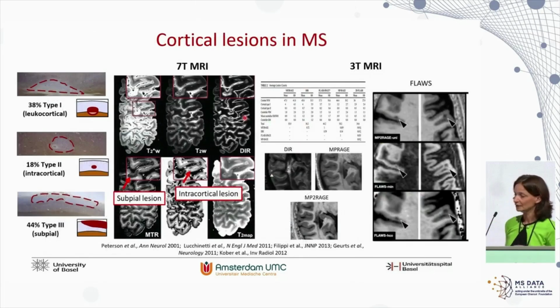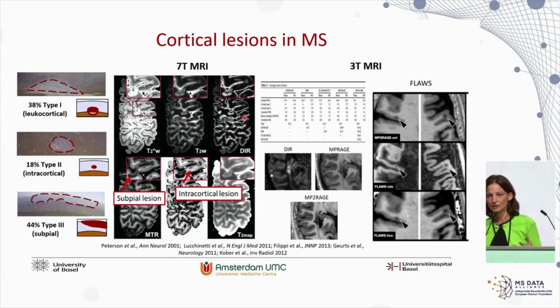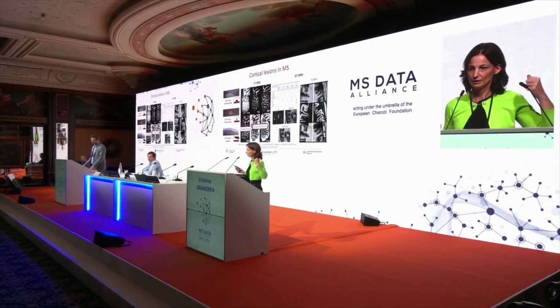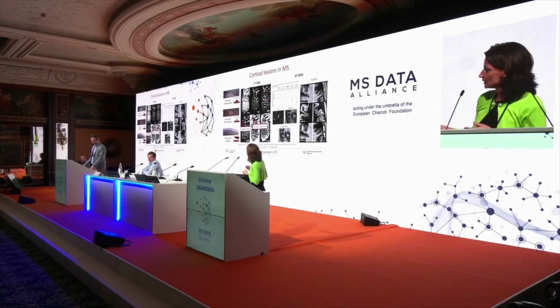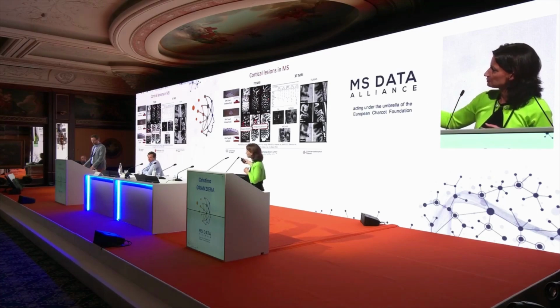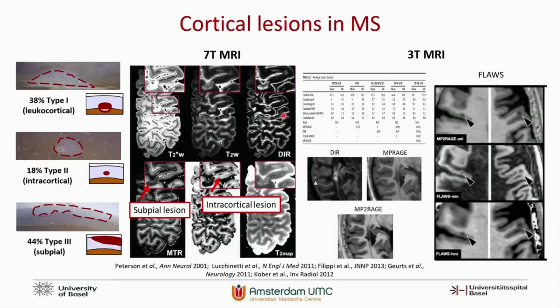Then here, the second one, the famous cortical lesions. Again, another type of lesion that we have in MS, which affects the cortex and not the white matter as the previous one. And these lesions can be of different types. You see type 1, 2, 3, there is also a type 4. But nevertheless, we can see those lesions in MRI as well, especially in 7 Tesla MRI images. You see how beautiful they are, these subpial lesions in 7 Tesla MRI images.